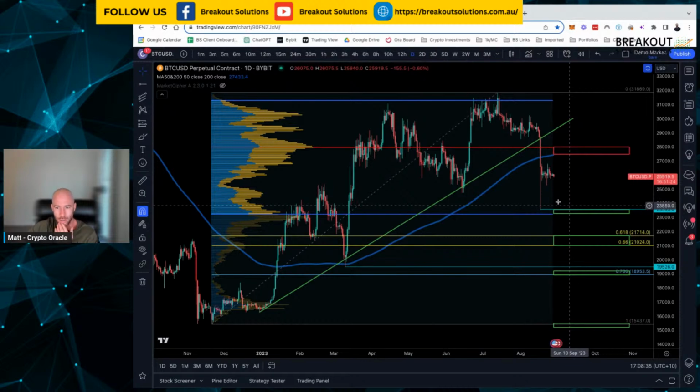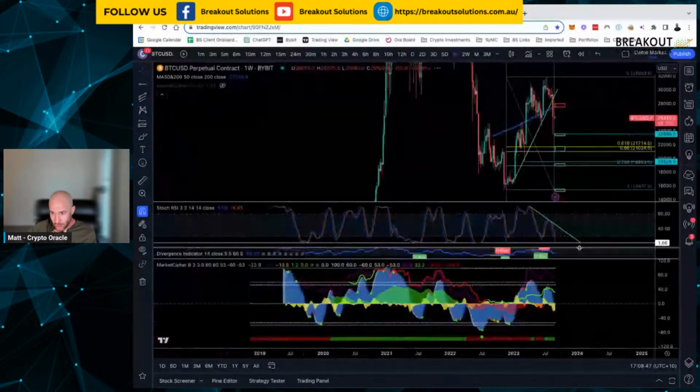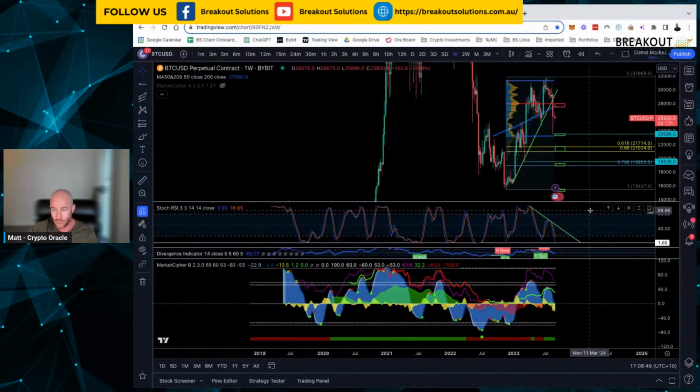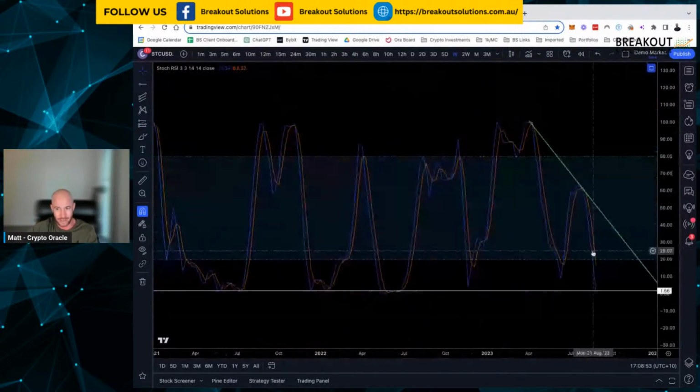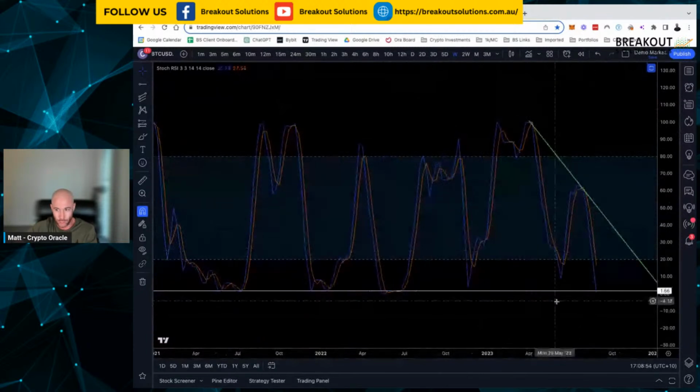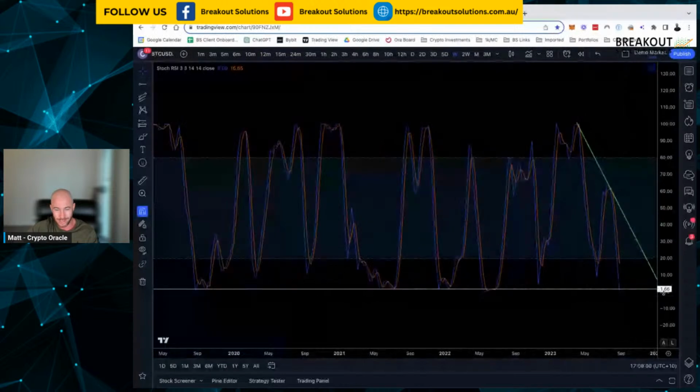And the reason why there's a big possibility that this could occur at the end of this week is because on the weekly, if we look at the weekly and I bring up the stochastic RSI, we can see that the stochastic moving averages are very low. They're close to the all-time low. Look at that blue moving average at the all-time low of 1.66%.